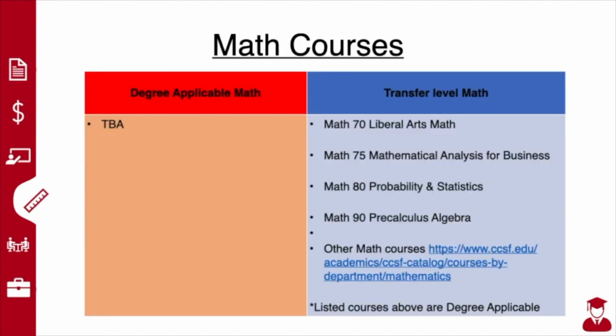Now let's transition over to our math courses. If you see here the transitional level math, we have Math 70, Liberal Arts for Math, Math 75, Mathematical Analysis for Business, Math 80, Probability and Statistics, Math 90, Pre-Calculus Algebra. Okay, these are all courses that are degree applicable, meaning that they apply to your degree, which will allow you the necessary course in math that you need to transfer to a San Francisco State or a University of San Francisco if that's what you would like to do.